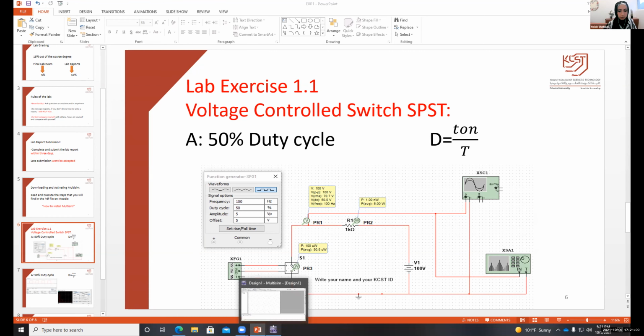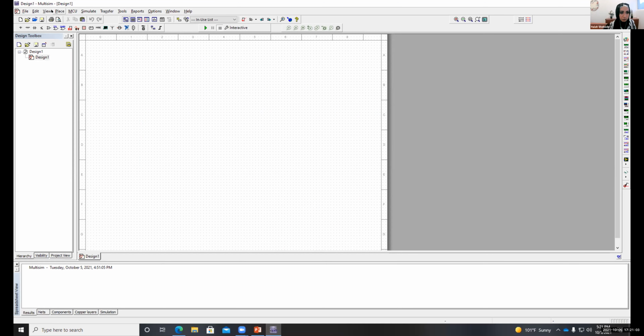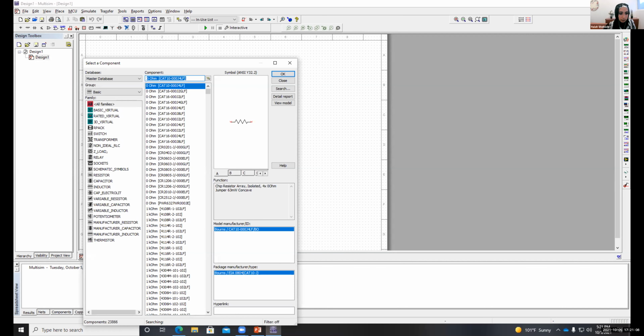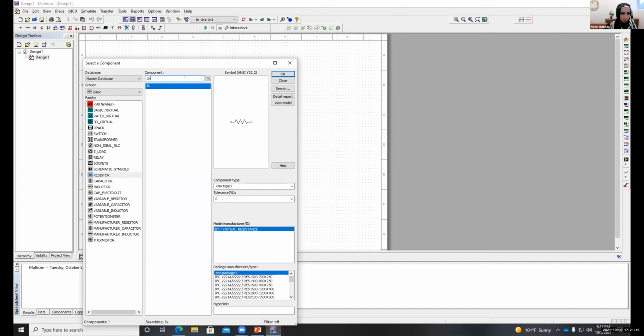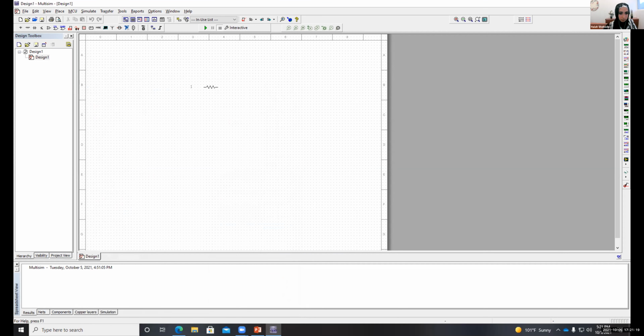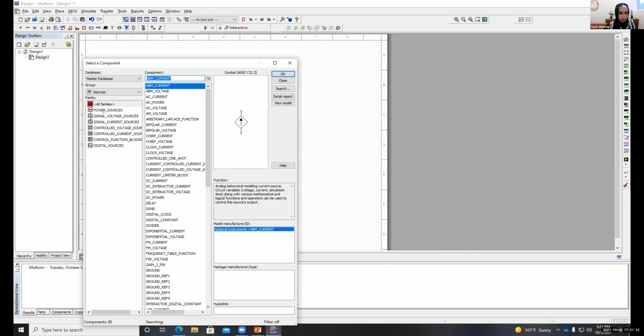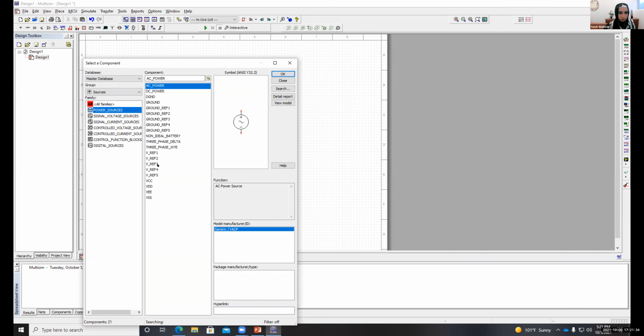Okay, so first of all we need a resistor. Where do we get the resistor from? We will go to place basic, and go to resistor, and choose 1K. We will type 1K at the top. Okay. That's it for the resistor. We need a DC voltage source. Where do we get the DC voltage source from? We will go to place source and click on it. Go to power sources. Go to DC power and click on it.